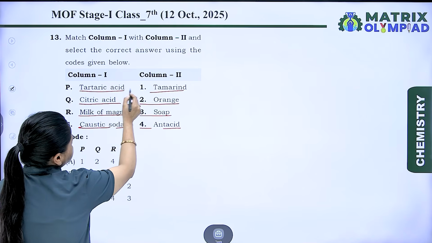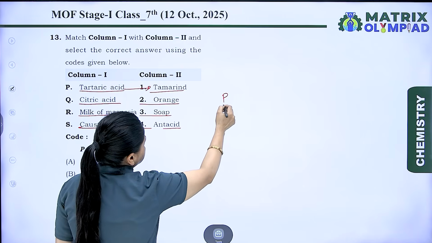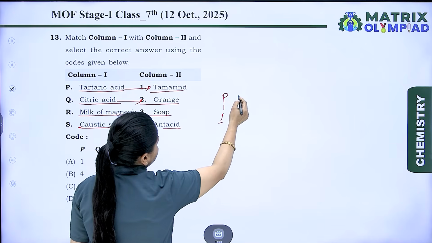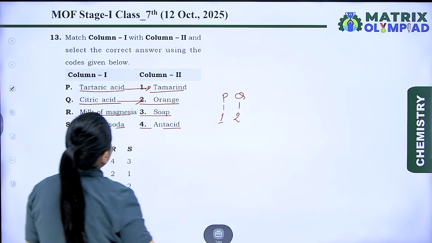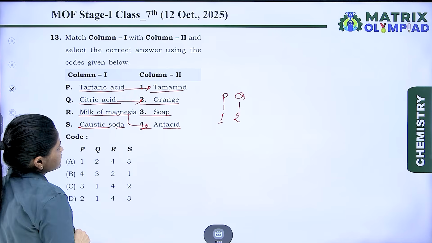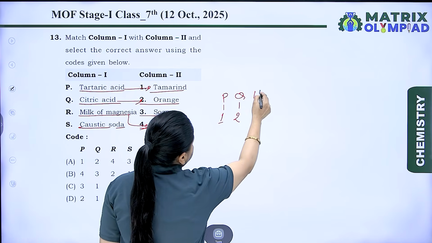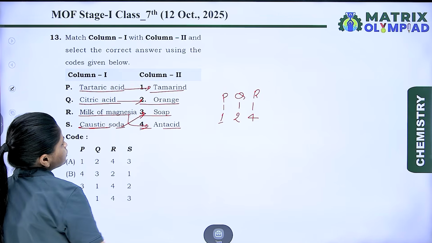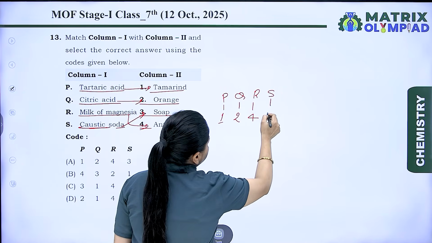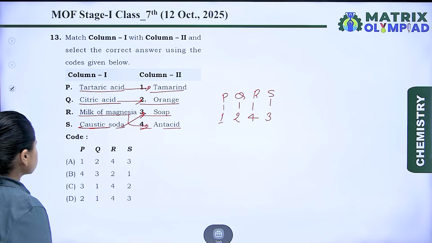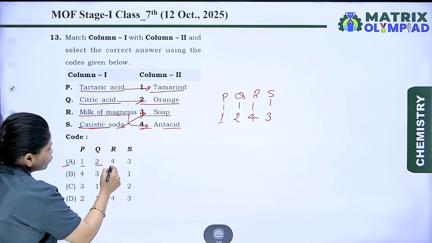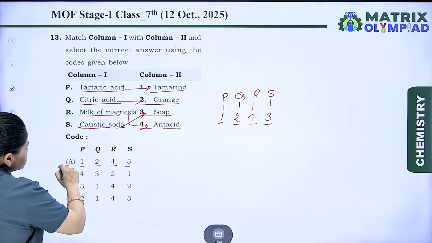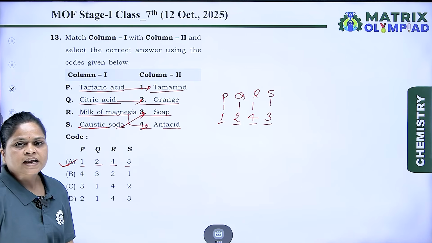Tartaric acid is present in tamarind, so P is matched with 1. Citric acid is present in orange, so Q is matched with 2. Milk of magnesia is used as an antacid, so R is matched with 4. Caustic soda is used to form soaps, so S is matched with 3. Let's take the options. Option A, 1, 2, 4, 3. Yes, 1, 2, 4, 3 is correctly matched with PQRS, so option A is correct.